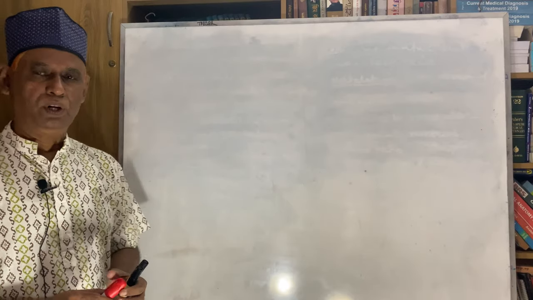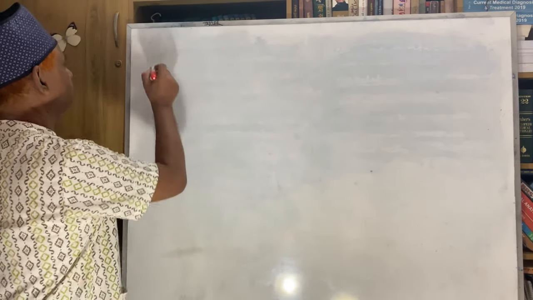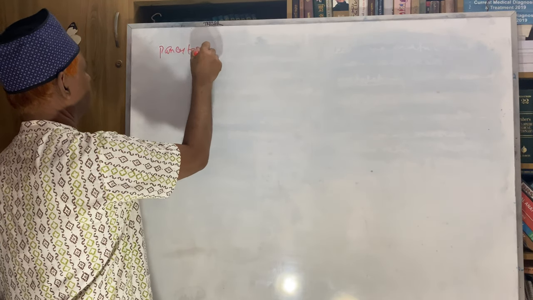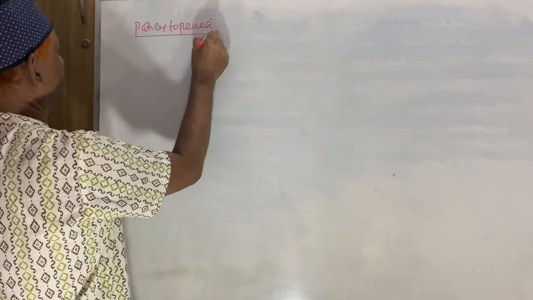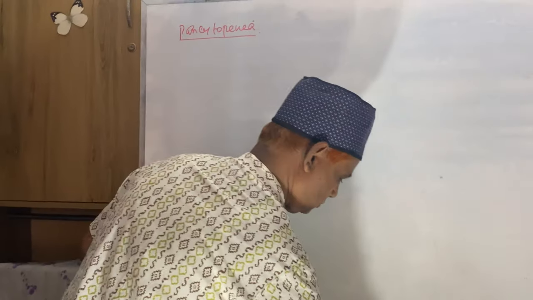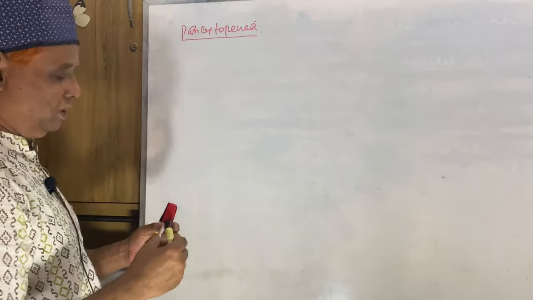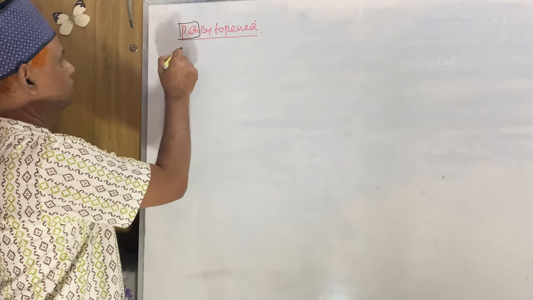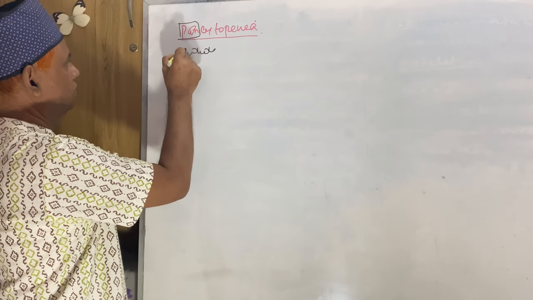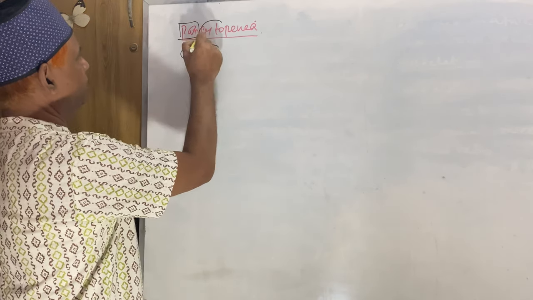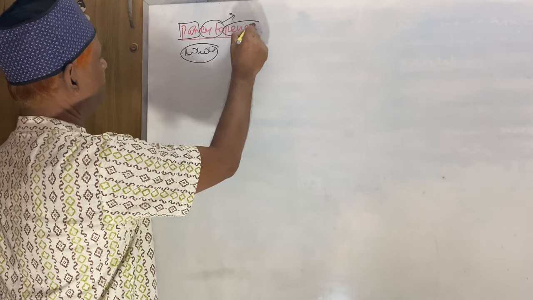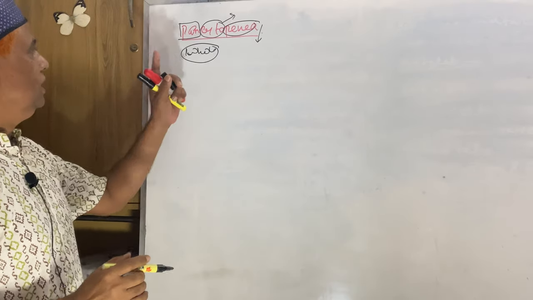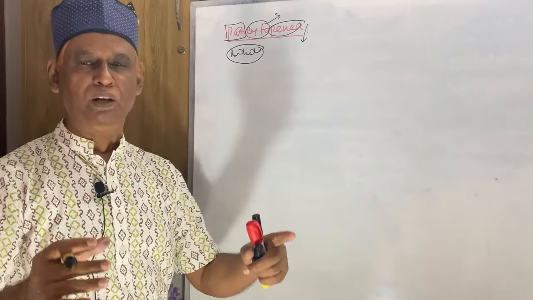Dear audience, now come to pancytopenia. First come to the definition of pancytopenia. You know, pan means whole, all. Cyto means cell. Penia means decreased. Now, what is the definition of pancytopenia? In pancytopenia, RBC, WBC, platelet, all are decreased.